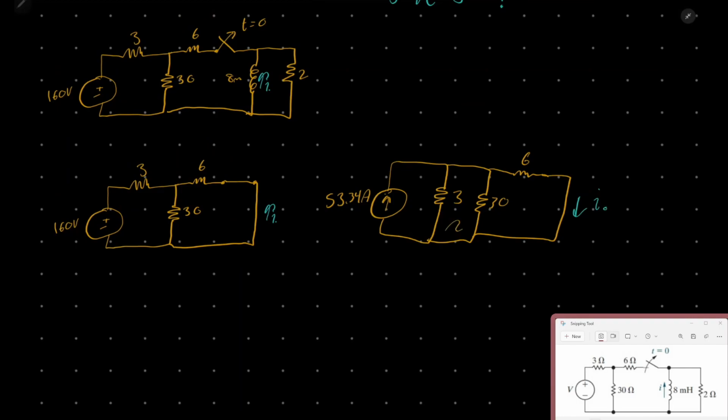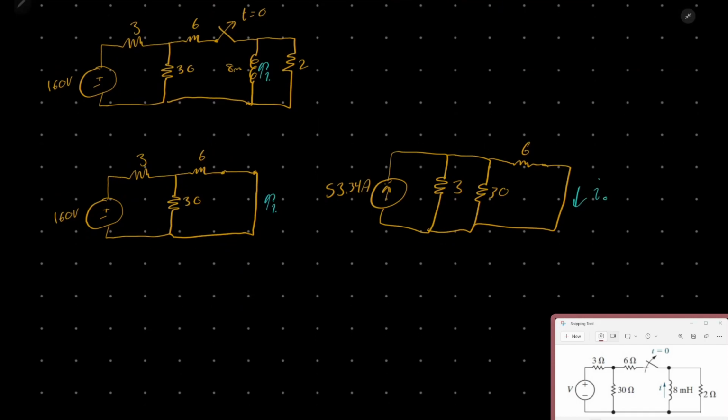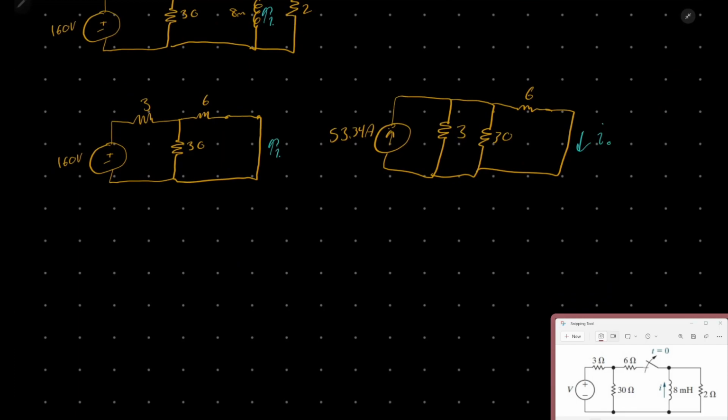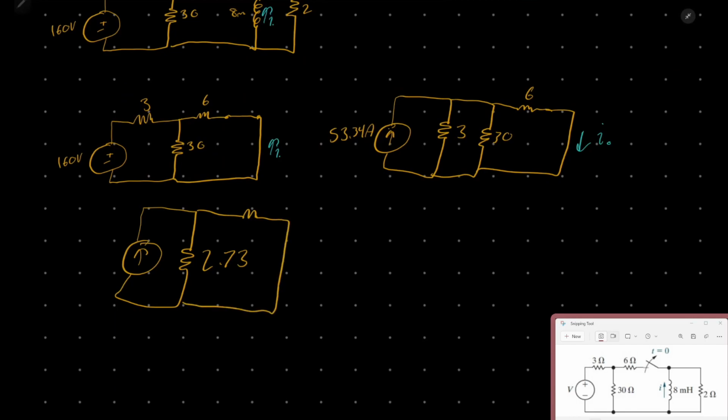So now we can start making some combinations, especially these ones that are in parallel right here. If we do the inverse of 3 plus the inverse of 30, and then the inverse of our answer, we'll get a resistance of 2.72 or 2.73 when rounding. So we'll redraw our circuit again with a resistor value of 2.73 and another resistor right here of 6, keeping our 53.34 amp current.